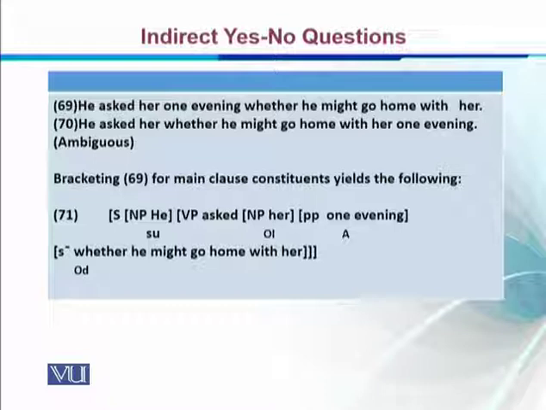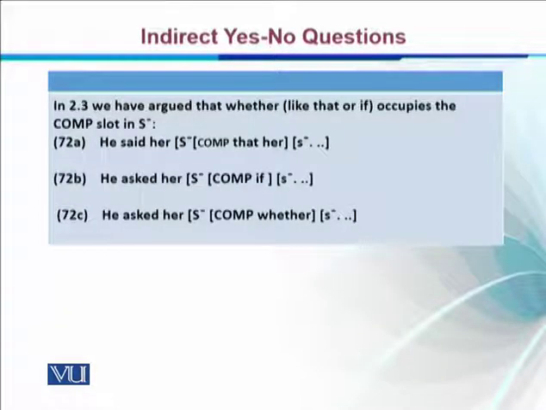So he is the subject, her is an indirect object, and one evening is a prepositional phrase, an adjunct. The S-bar, the embedded sentence, is whether he might go home with her. So this is our direct object. We have argued that whether, like if, occupies the complementizer slot in S-bar. We have already discussed it.